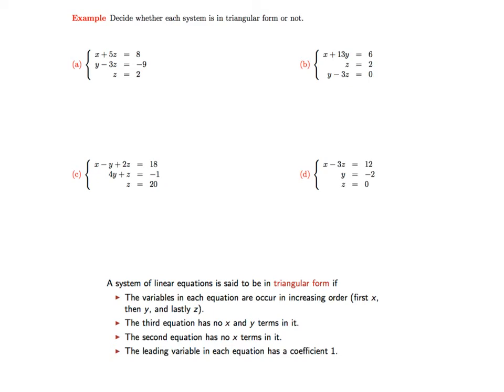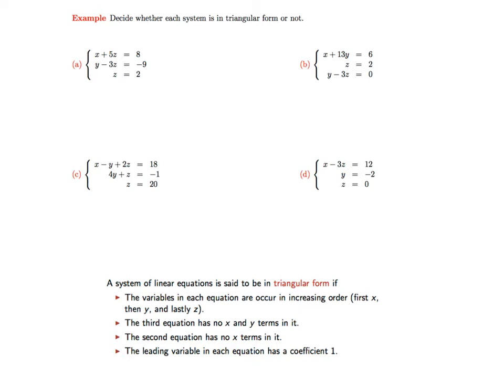In this example, we want to determine whether each of the systems of three linear equations in A, B, C, and D are in triangular form or not. And just to recall what triangular form of a linear system means, the definition is down below. So there are a couple of conditions we need to check.